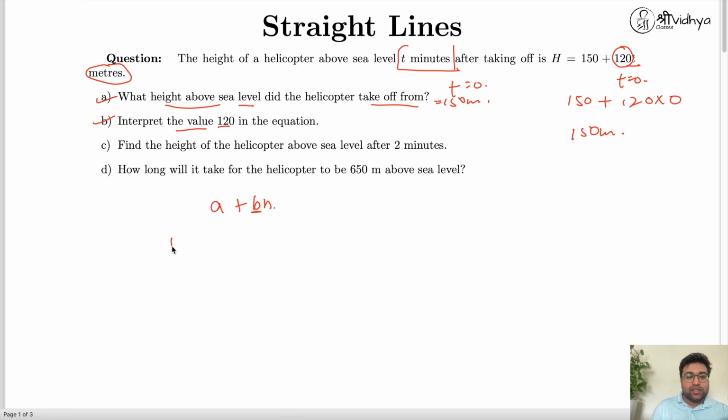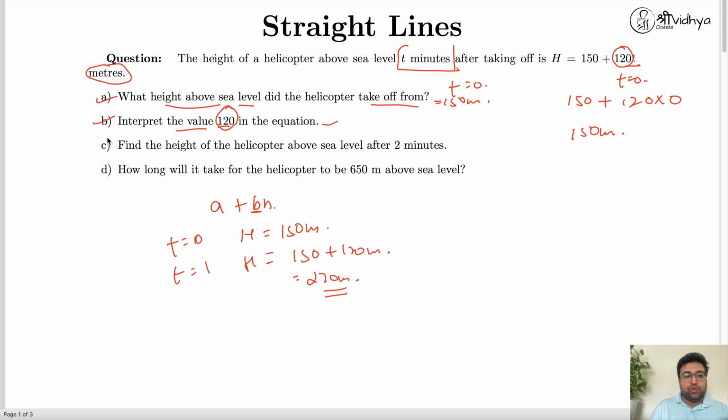Also, if you notice, at t is equal to, let's say, 0, we got the height as 150 meters, right? And if we take t is equal to 1, what is the height? The height is 150 plus 120 meters, which is 270 meters. So what does it tell us? That every minute the helicopter will rise by a height of 120 meters. So this is the significance of this figure 120 in the equation, right?